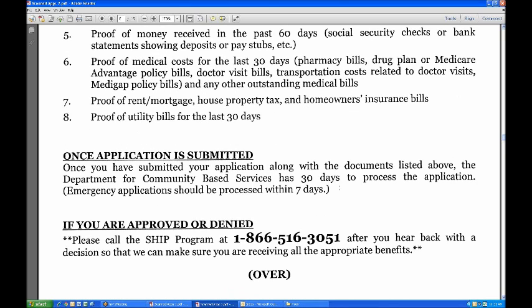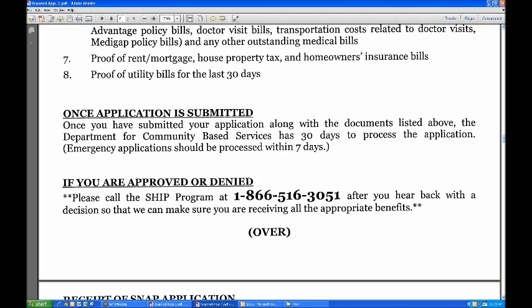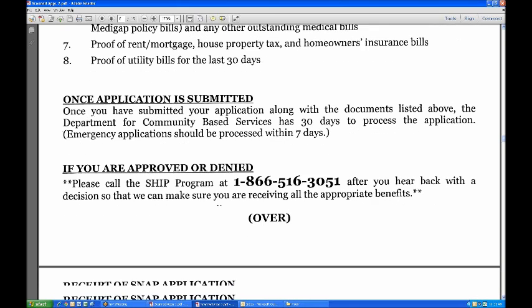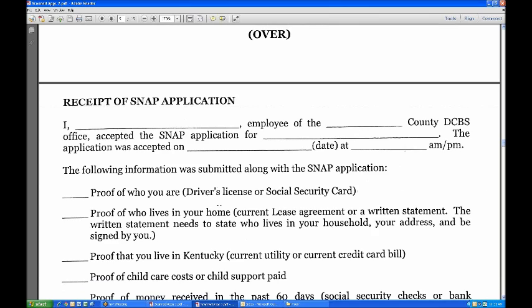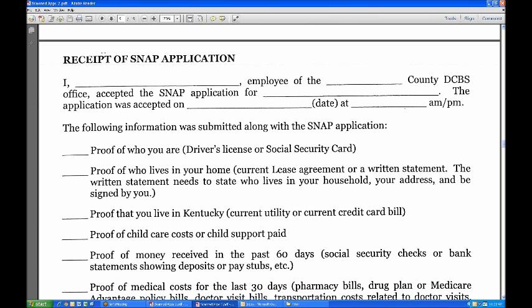So it gives them the estimation that it should be 30 days to process, but emergency applications should be processed within 7 days. More information about situations that are emergency applications are on the SNAP application. And then we ask that they call us back so we can make sure they're receiving the appropriate benefits. If they call back and inform us that they're awarded SNAP and we haven't discussed the Lifeline telephone discount with them, we can do it at that time.